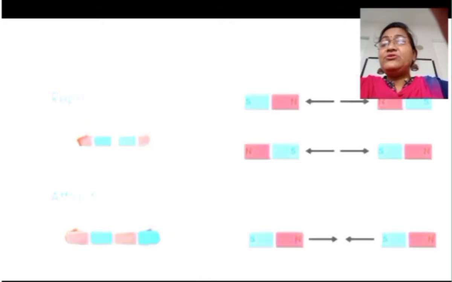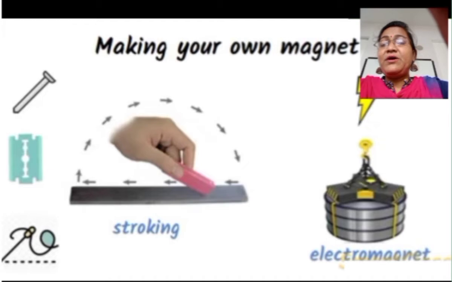Now children, after this we studied how to make our own magnet. There are many ways to make our own magnet. The easiest way of making our own magnet is by the stroking method. If we stroke an iron bar with one pole of a bar magnet repeatedly in the same direction, as shown in the image, then the iron bar becomes a magnet. We can turn any iron or steel object into a magnet by the stroking method.